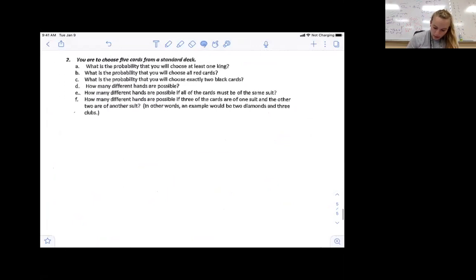Okay, what's the probability you will choose at least one king? So we are choosing 5 cards from a standard deck. Like we did in class, that's going to be 52 choose 5. I'm not explaining why it's C versus P in all of these problems. This is my general explanation: it doesn't matter what cards are in your hand as long as they're there, so it doesn't matter the order.